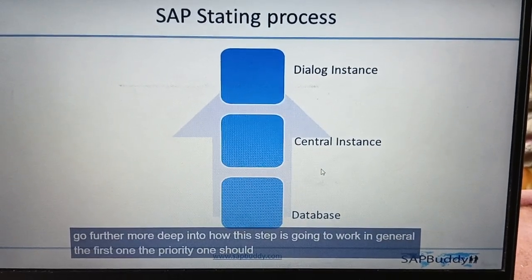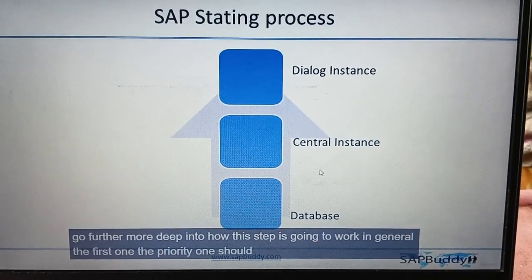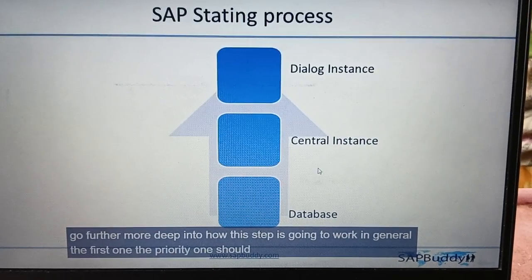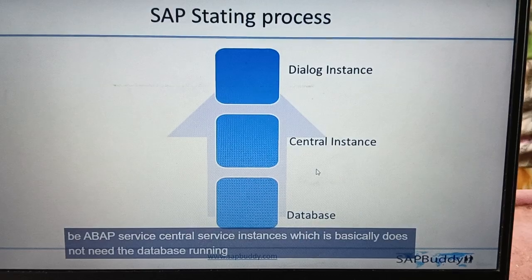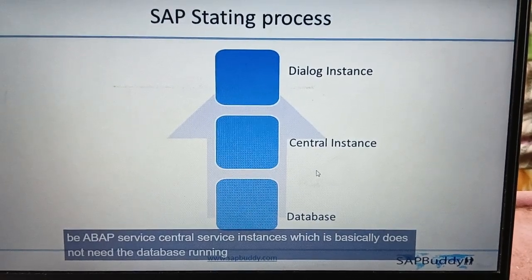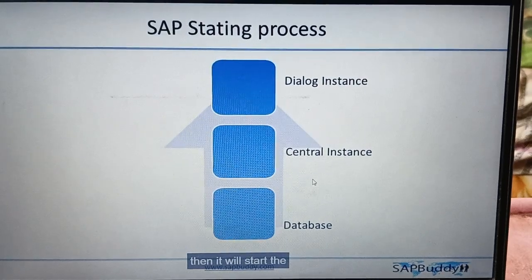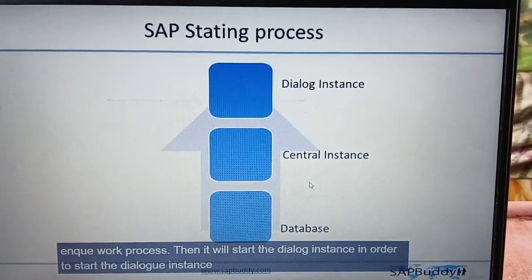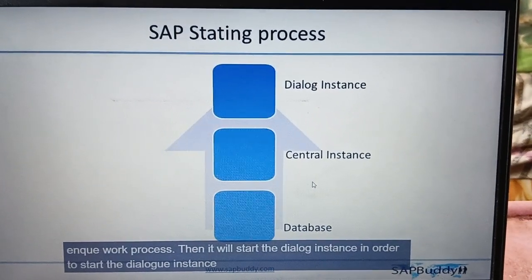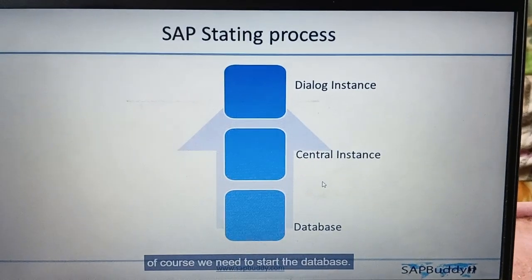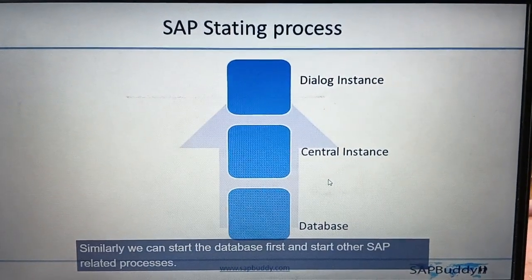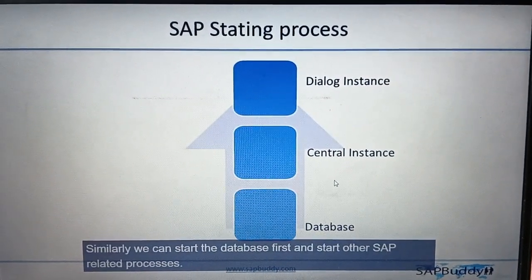In turn, if you go further and deeper into how the startup is going to work, in general, the first priority should be the ABAP central services instance, which does not need the database running. Then it will start the enqueue work processes. Then it will start the dialog instance. In order to start the dialog instance, of course, we need to start the database. Similarly, we can start the database first and also start other SAP related processes.